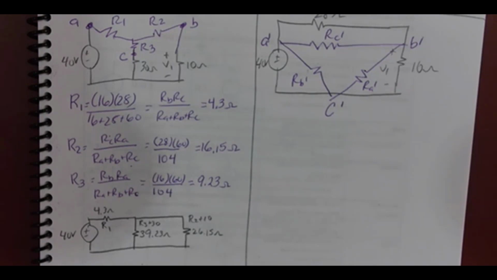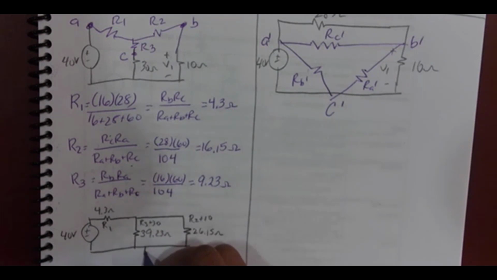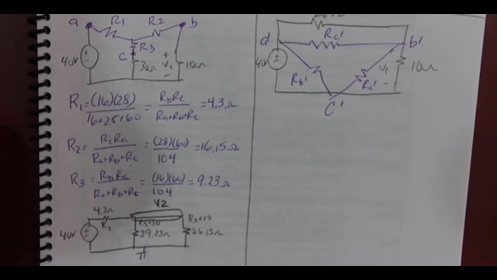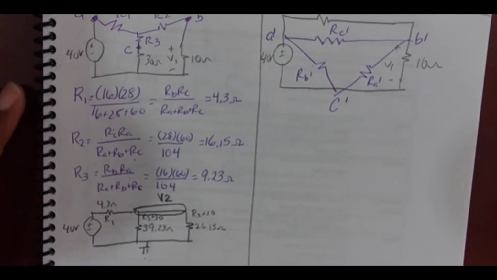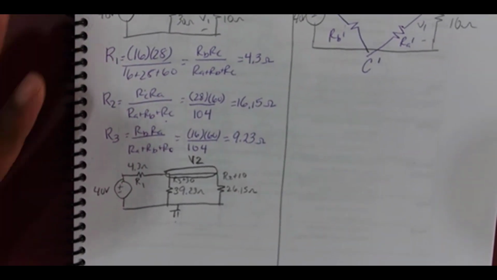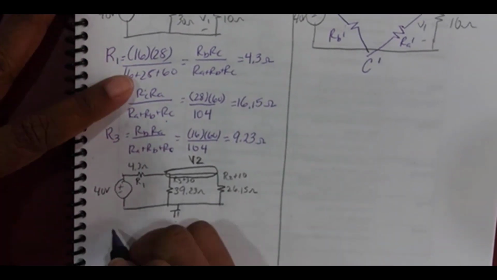Okay. I want to find V1, but I'm going to use this circuit to find V1. So, for example, I can call this V2. And then I'm going to use V2 to find V1. Are there any questions? I'm going to use my favorite law to find V2, which is the voltage divider.